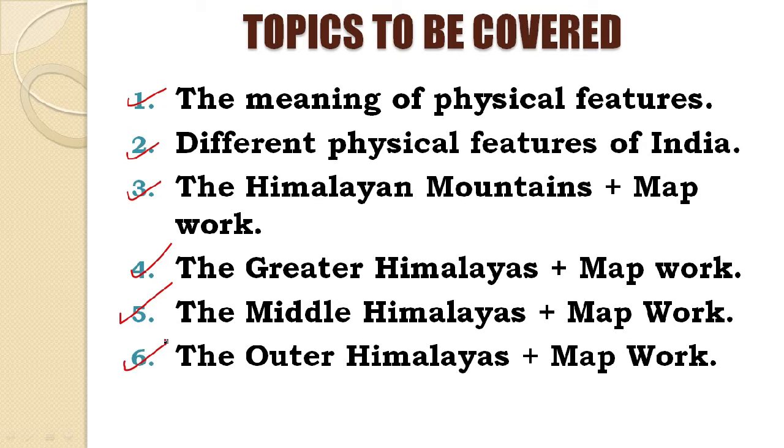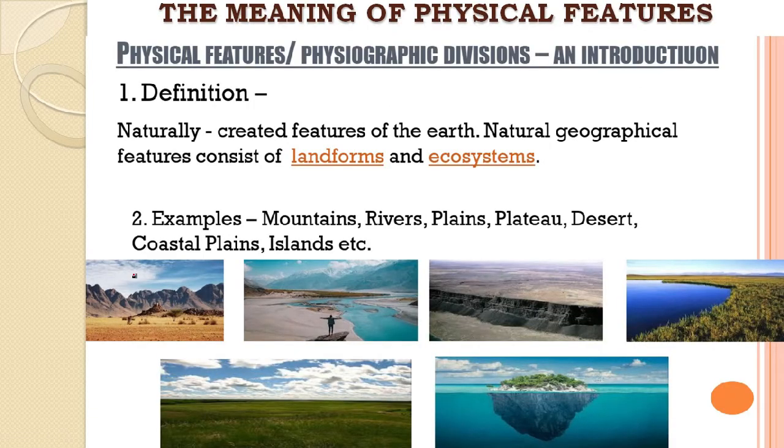Students, as we have already seen that this is a revision lesson, therefore we'll only be looking at the finer points related to each and every topic mentioned here. So let us begin our revision session. So students, first of all, what do we actually mean by the physical features? We have learnt that the naturally created landforms or features of the earth are known as physical features, and they are classified as landforms or ecosystems. So whenever we see different kinds of landforms or ecosystems, we may call them physical features of the earth.